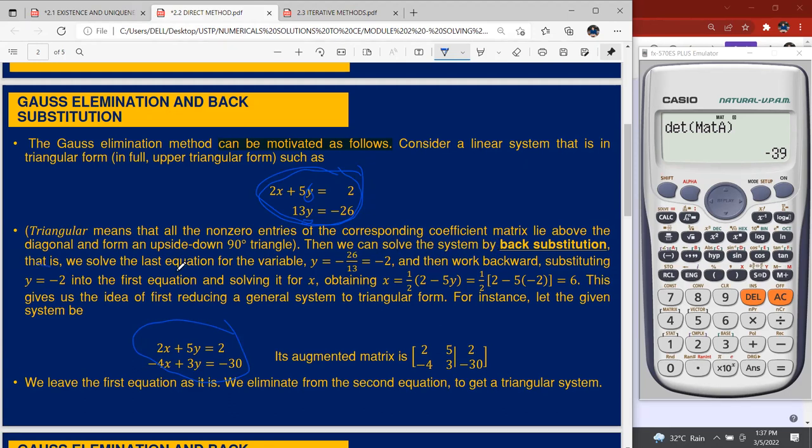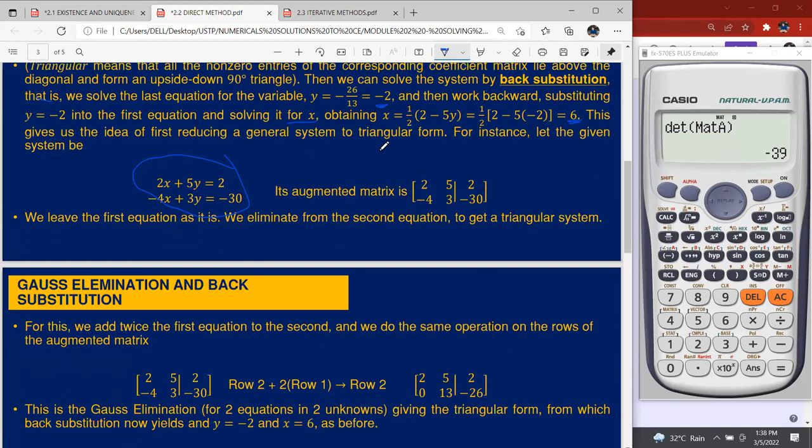That is, we solve the last equation for the variable y. So, kani siya, y is negative 26 divided by 13, equal to negative 2. And then, work backwards, substituting y equals negative 2 into the first equation and solving it for x. X is equal to 6. This gives us the idea of first reducing a general system to a triangular form. For instance, let the given system be. So, kani yung system.